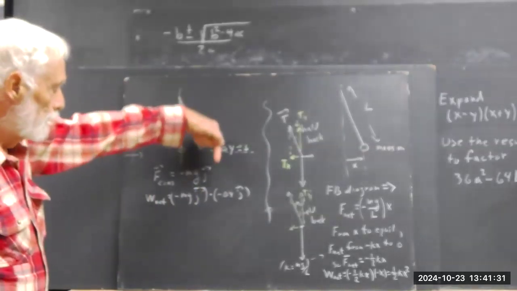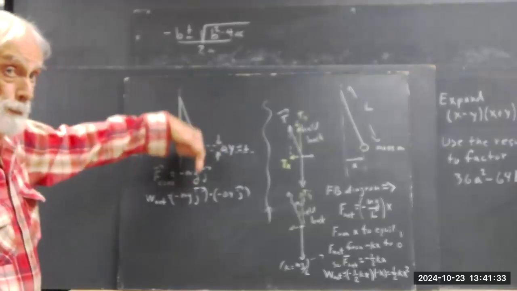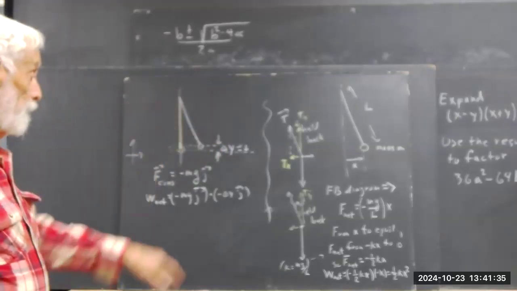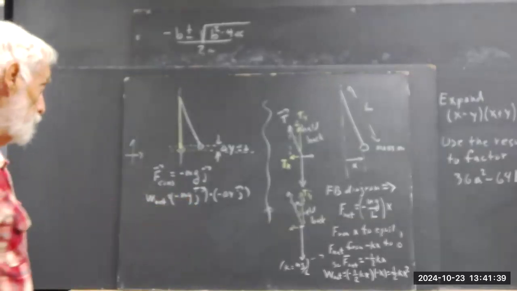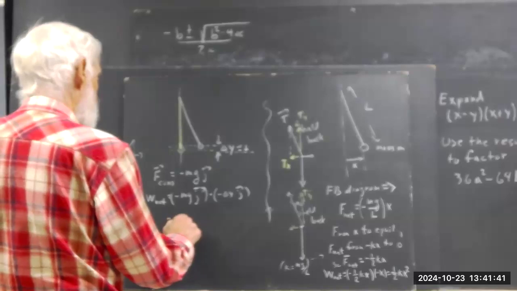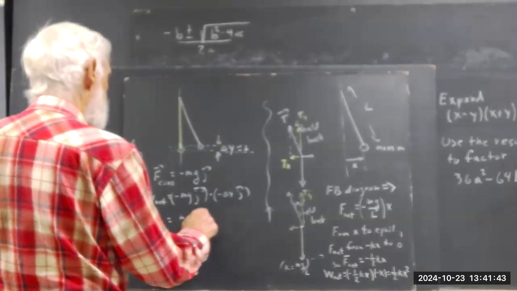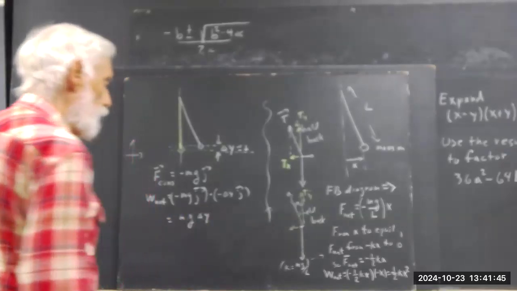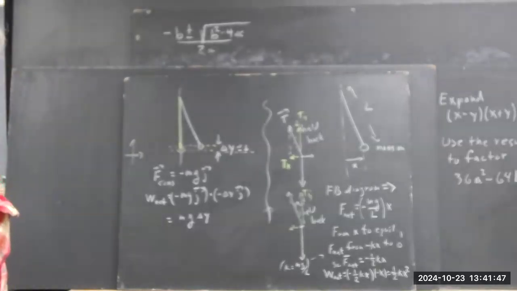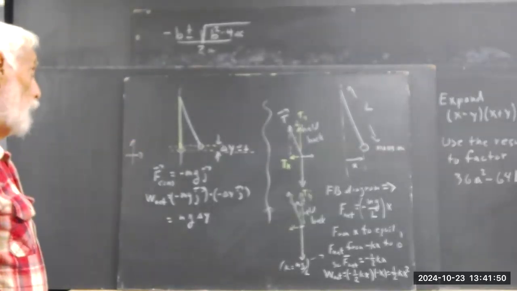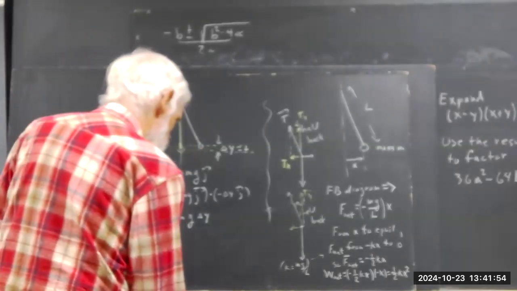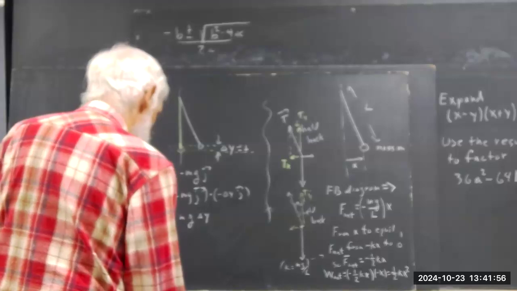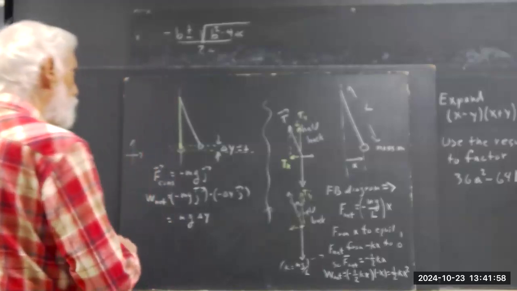This vector would be delta y downward, because the thing is dropping, times the j vector. This vector is negative mg times j. This equals mg delta y. You can figure out delta y because you can solve this product.